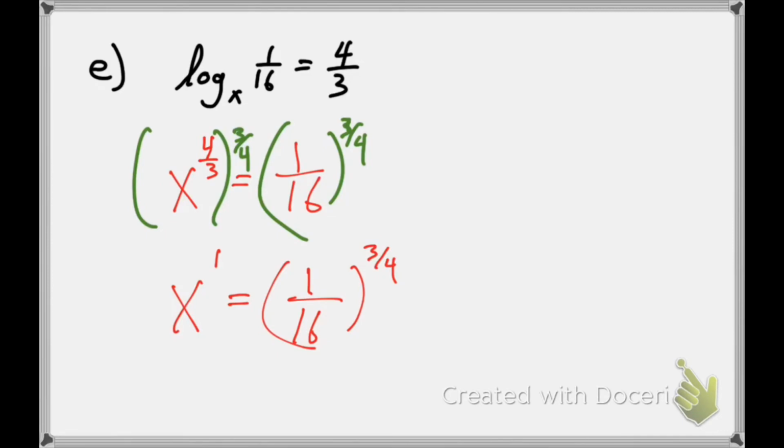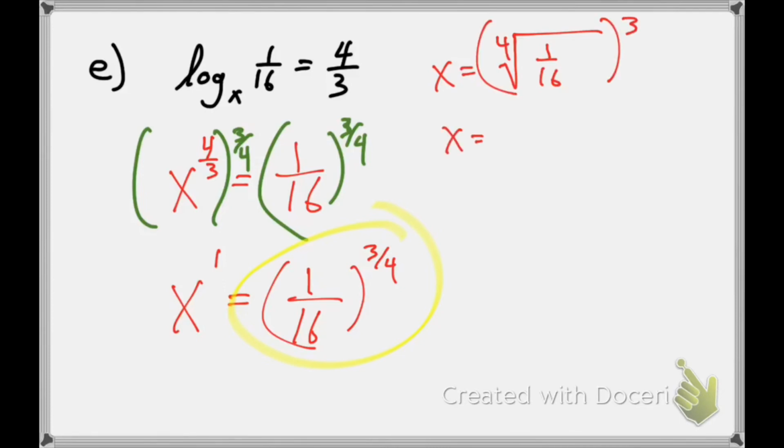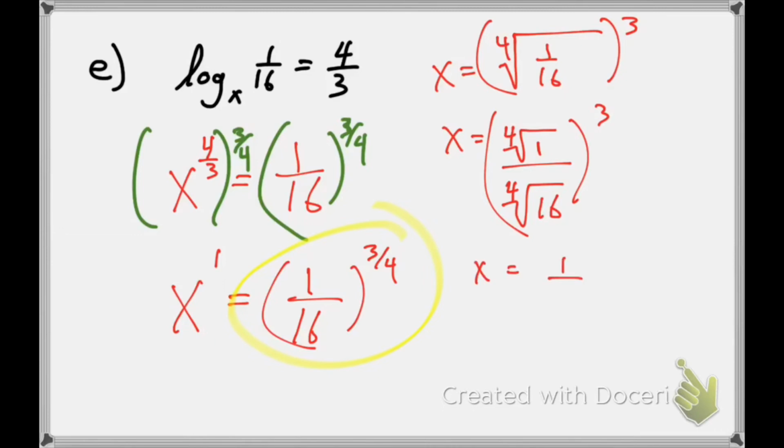But how do I solve this? So x is equal to, if I write this as a radical, the fourth root of 1 over 16 cubed. I could separate vertically and cube the whole thing. So I get the fourth root of 1 is 1. The fourth root of 16 is 2. So I cube it and get x is equal to 1/8.